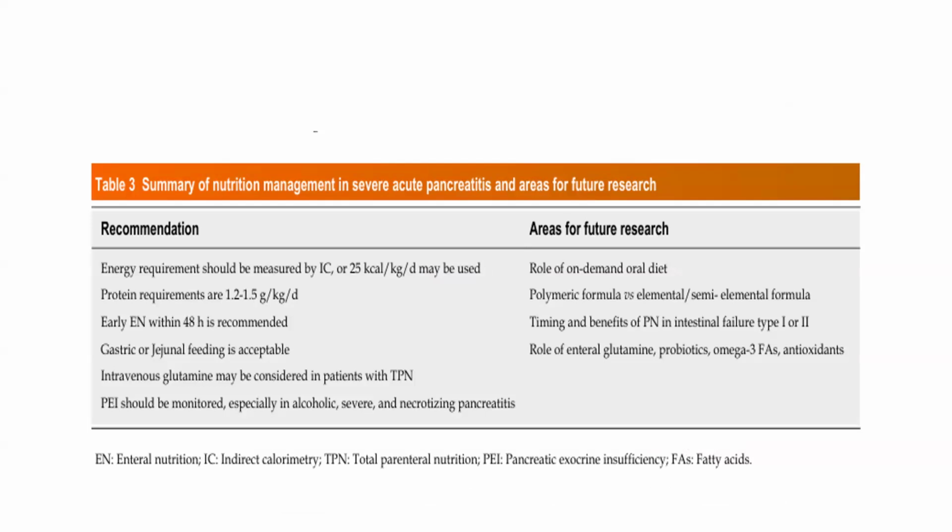Now, summary of nutrition management in severe acute pancreatitis. The recommendation is that energy requirement should be measured by calorimetry or 25 kilocalories per kg per day. Protein requirement should be between 1.2 to 1.5 gram per kg per day. Early enteral nutrition within the first 24 to 48 hours is recommended. Gastric or jejunal feeding is accepted. Intravenous glutamine can be considered in patients with TPN. Then pancreatic exocrine insufficiency should be monitored, especially in alcoholic, severe and necrotizing pancreatitis.